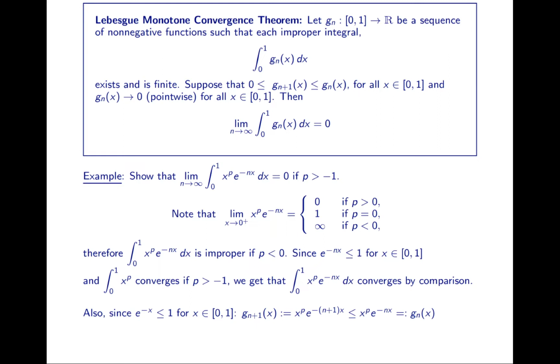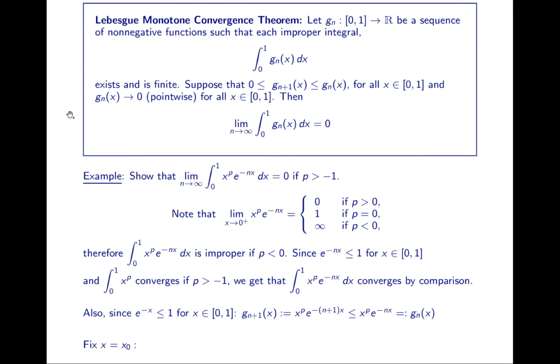Right? So again, we're showing that we're satisfying the hypothesis of the Lebesgue monotone convergence theorem. We've shown that if p is greater than negative 1, this exists and is finite. We've shown the decreasing property. Now we need to show this property, that my functions converge to 0 pointwise.